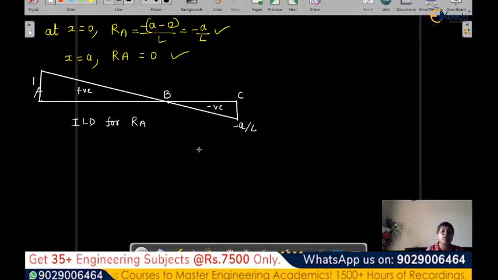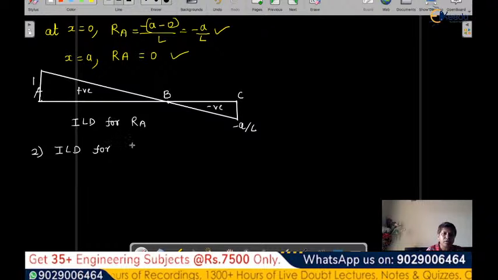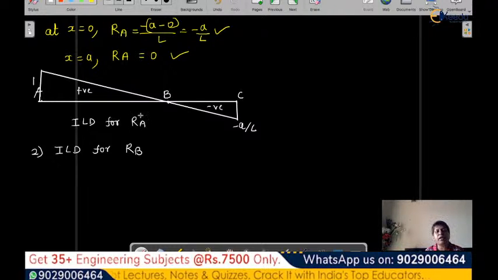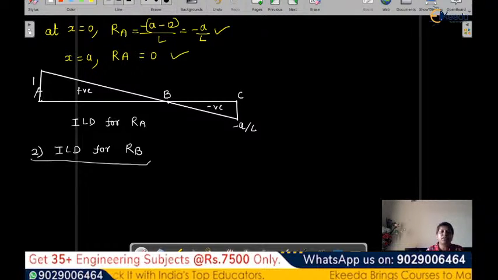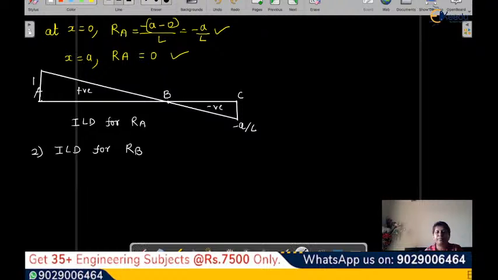Now let's see the influence line diagram for Rb. So that is the second influence line diagram for Rb. When we calculated the influence line diagram for Ra, it means we calculated the reaction at A, so that time we considered moment about support B. Now we have to calculate the influence line diagram for Rb.